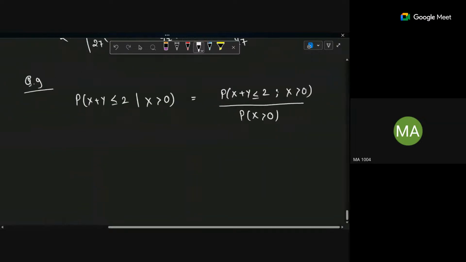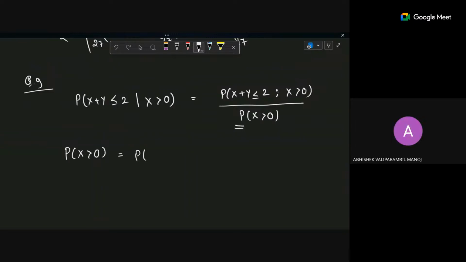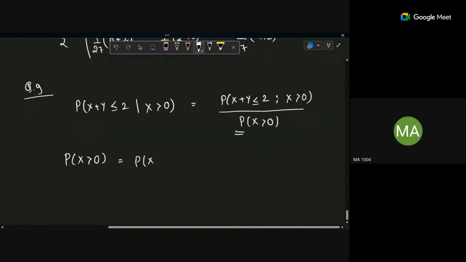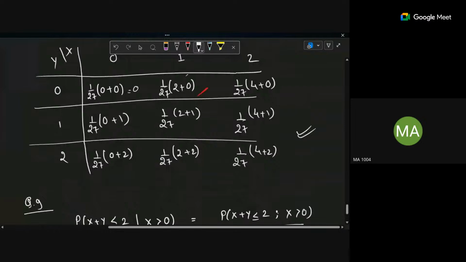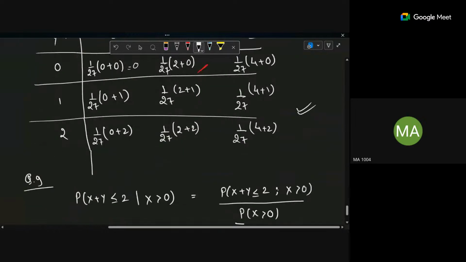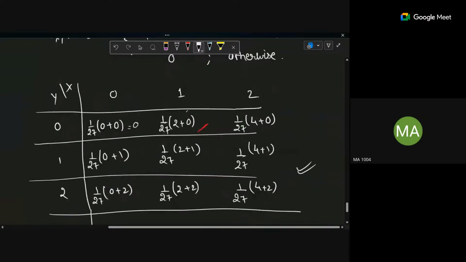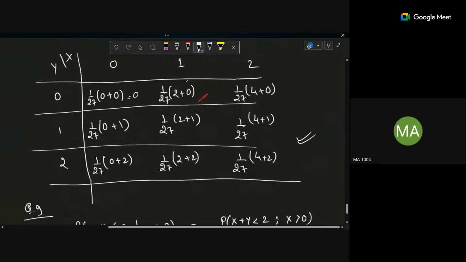Okay, what do you mean by probability x greater than 0? First, let's complete this part. The probability that x is greater than 0. That means what? The probability that x is equal to 1 and 2. Yeah, 1 and 2 addition. You have to just calculate the marginal PMF for x equal to 1 and x equal to 2. That means, let's calculate the marginal PMF for all the x. What will it be? For x equal to 0, it will be 1 and 2, that is 3 by 27, right?